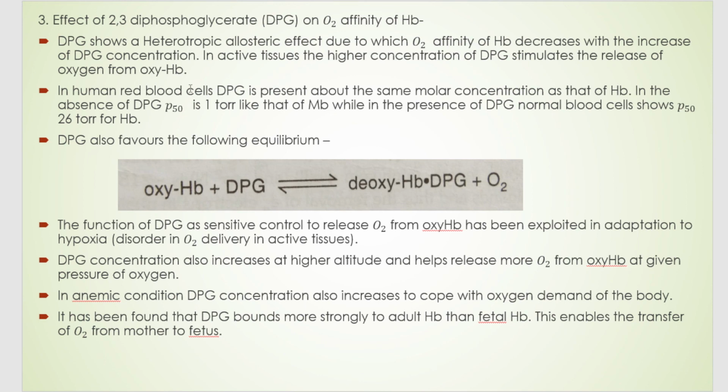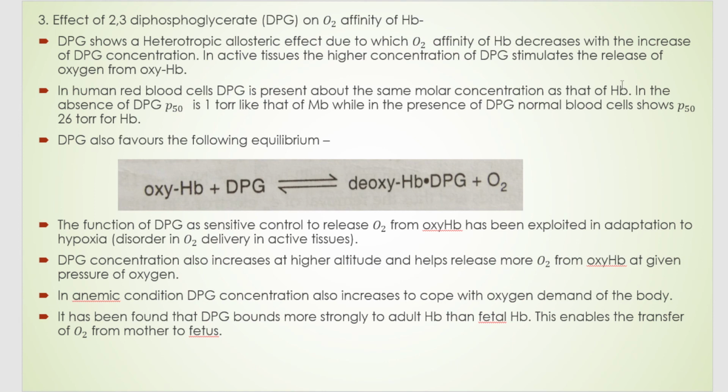So, in a human red blood cell, you know that DPG is present at the same molar concentration as hemoglobin. For every 1 hemoglobin unit, there is 1 DPG attached to it. What are the different functions of the DPG?